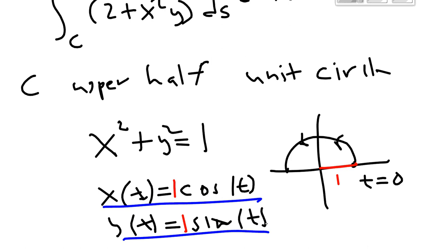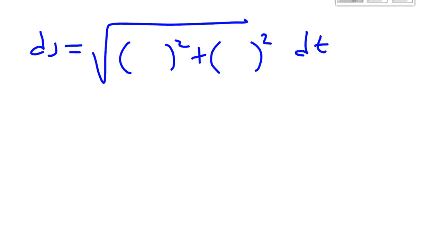So the derivative of cosine would be negative sine, and the derivative of sine would be cosine. So we end up with negative sine t there, and here is going to be a cosine t. All right, and this is actually a pretty fun expression because this is sine squared, this is cosine squared. So when you add them together, you just get 1.